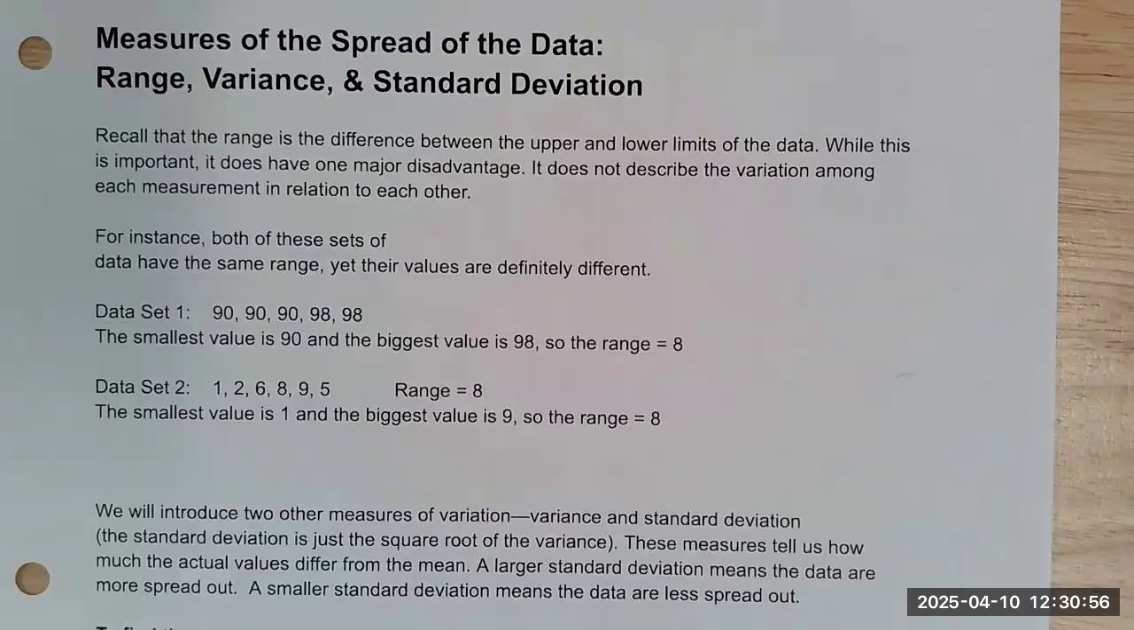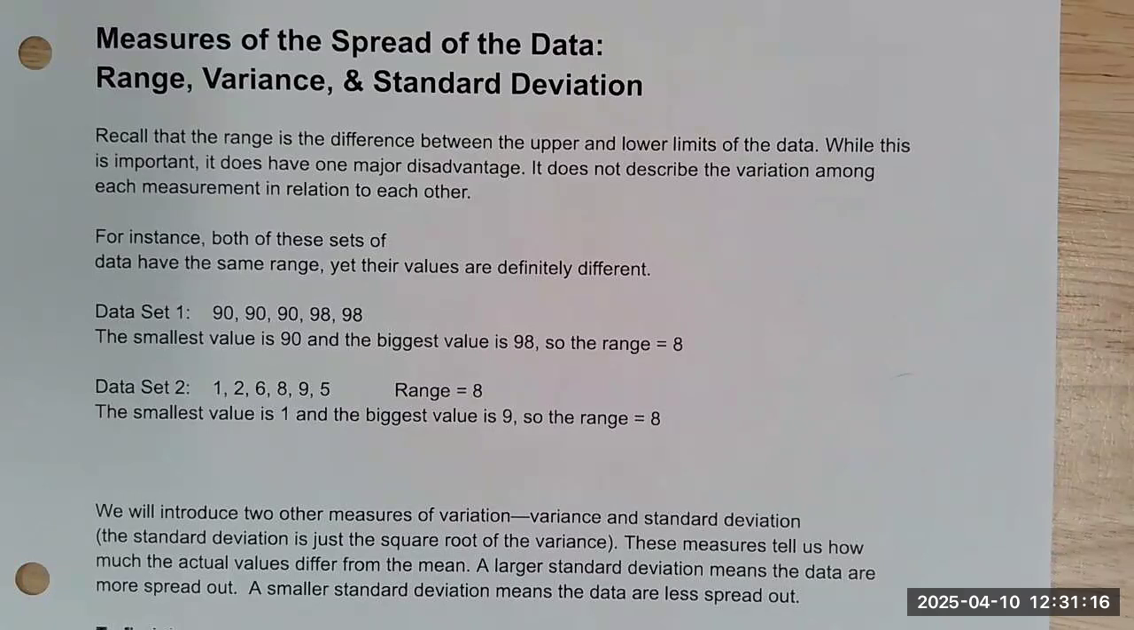Now I have another data set: 1, 2, 6, 8, 9, and 5. These are way worse scores. Imagine it's the same test. But the biggest number was a 9, and the smallest number was a 1. What was the range? Same range.